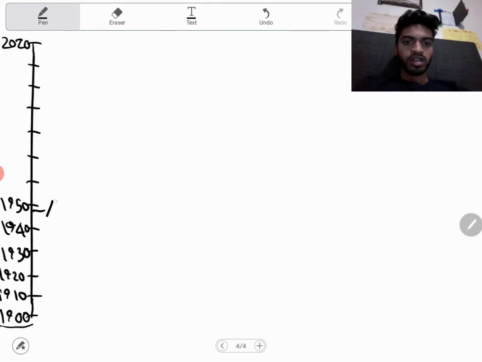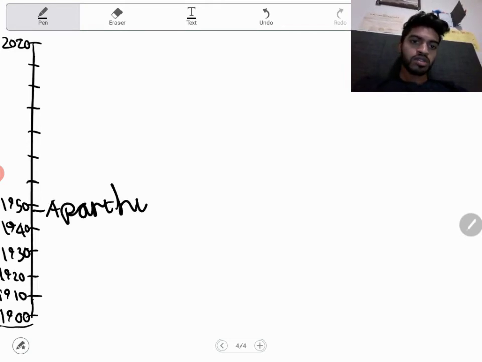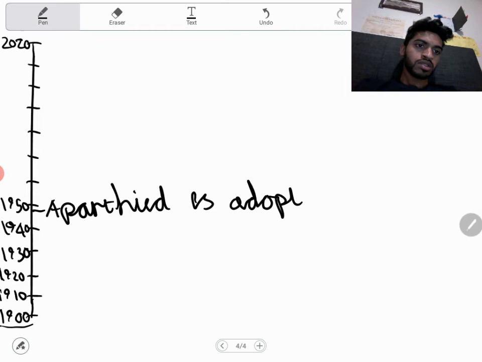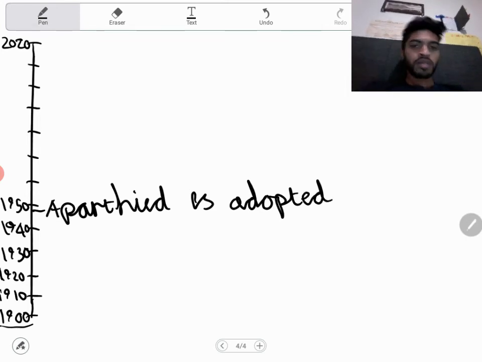So, apartheid is adopted. Make sure you have enough space for other bits of writing, so when they go on top, you don't want them all squashed up. It doesn't look very nice when it's too compact.